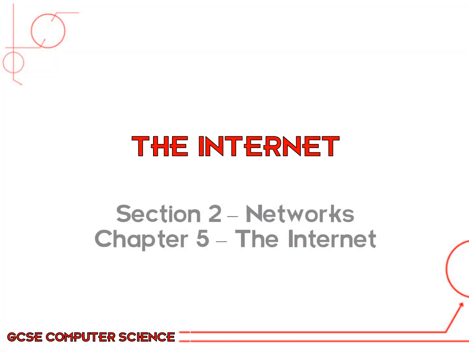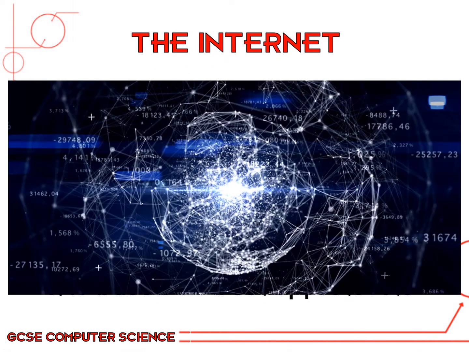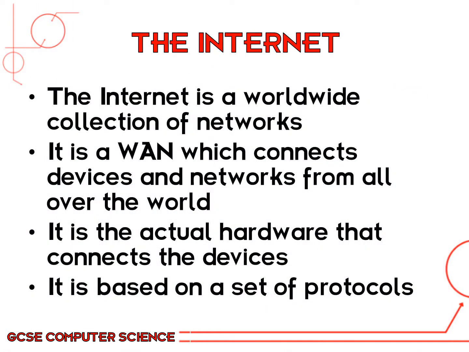This chapter is looking at the internet, what it is and how it works. So we've already looked at LANs and WANs. The internet is a worldwide connection of networks. It's basically a wide area network which connects devices and networks from all over the world. It's the actual hardware, physical pieces of equipment that we can touch that connects all of these devices together. The internet is based on a set of protocols which we'll be looking at in the next video.